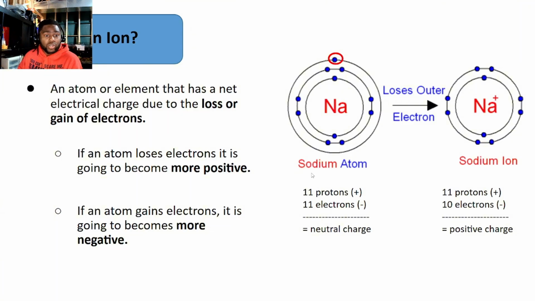So here we have a sodium atom. There are 11 protons, 11 neutrons. It has a neutral charge. In its outer valence shell, it loses an electron. Therefore, we now have 11 protons, 10 electrons. The net charge is going to be positive, positive 1.